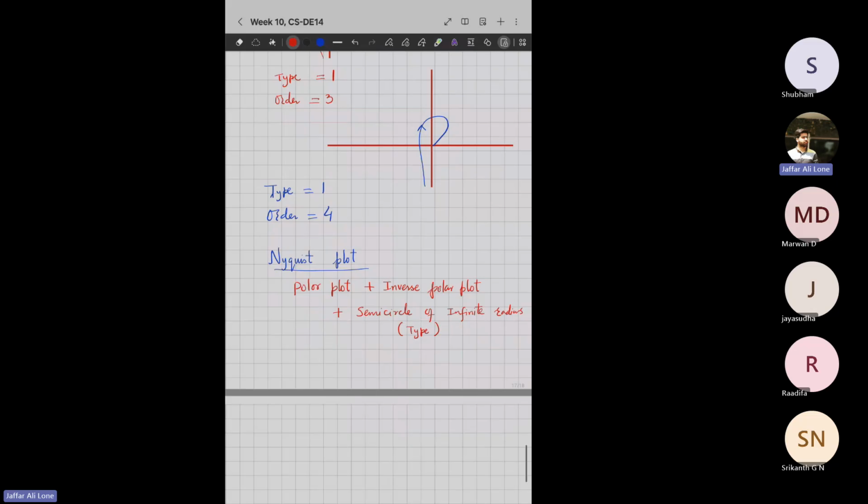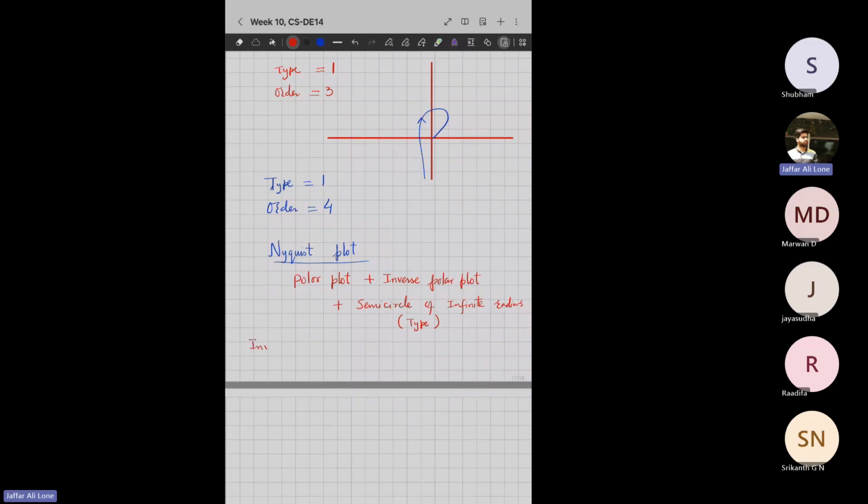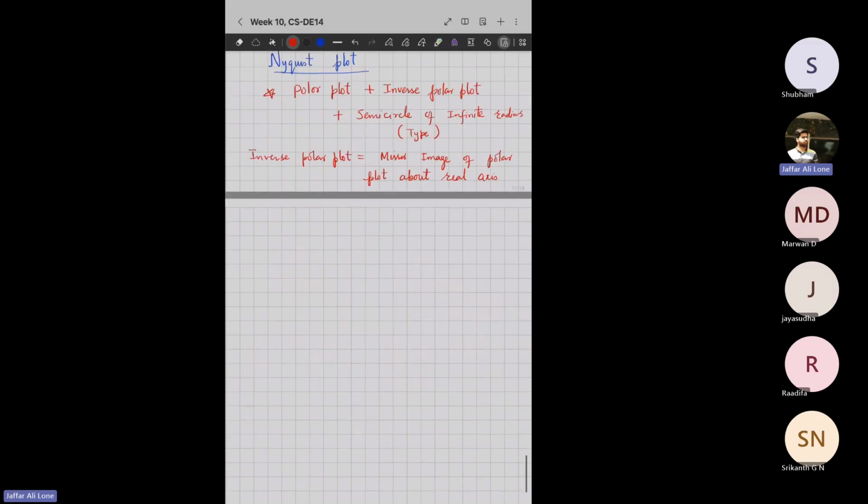And what is this inverse polar plot? Inverse polar plot is equal to the mirror image of the polar plot, mirror image of the polar plot about the real axis. About the real axis. Now let's solve one question, and things will be very easy. This is what you have been asked in the assignment.